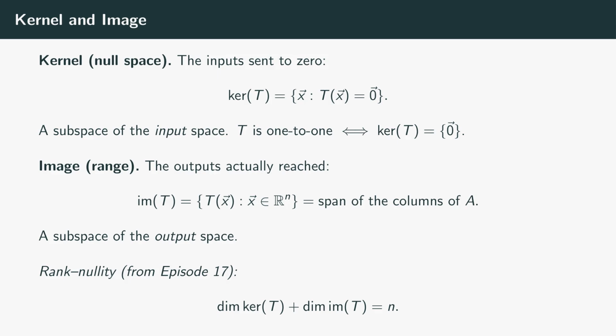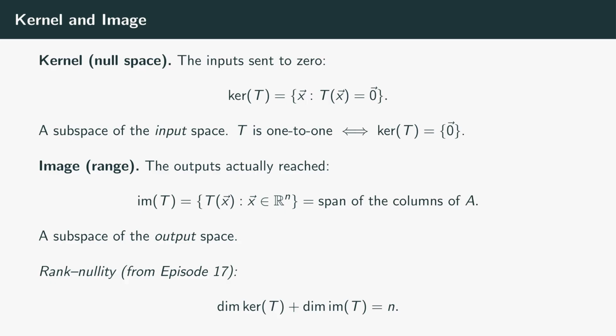Every linear transformation comes with 2 associated subspaces, and they tell you what the map destroys and what it can build. The first is the kernel, also called the null space. It is the set of all input vectors that the transformation sends to 0, everything the map crushes. The kernel always lives in the input space, and it is itself a subspace. There is a clean test hiding here. A transformation is 1-to-1 exactly when its kernel contains nothing but the 0 vector. Because if 2 different inputs gave the same output, their difference would land at 0.